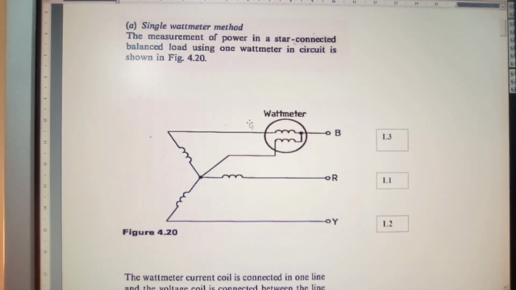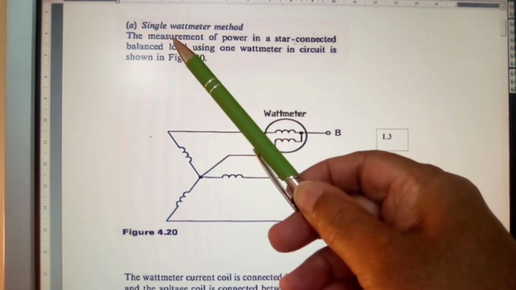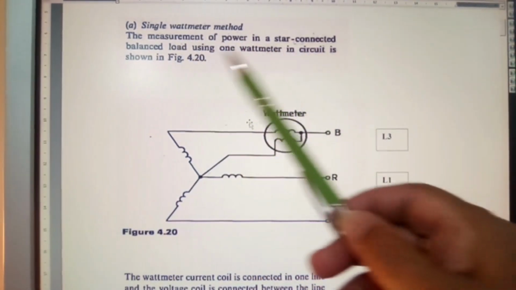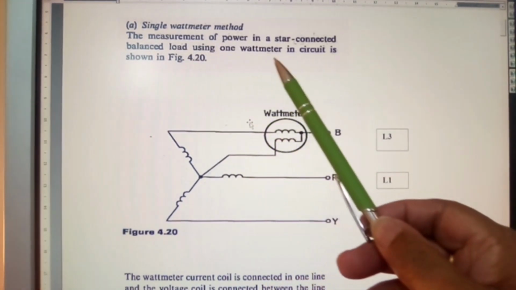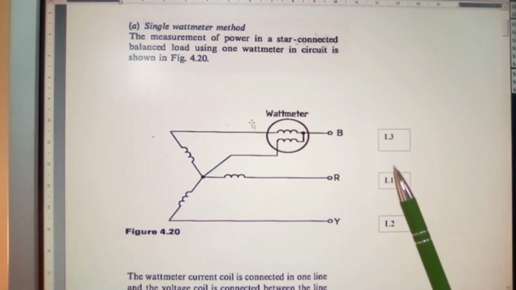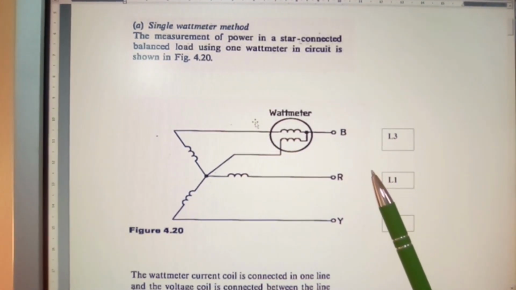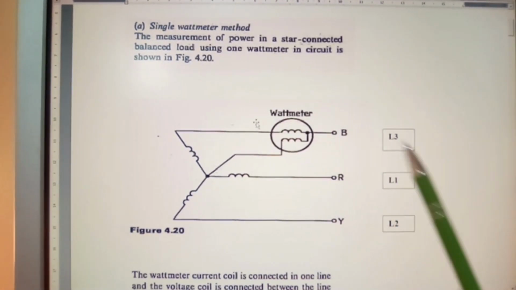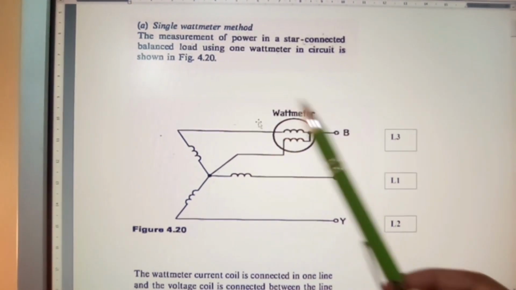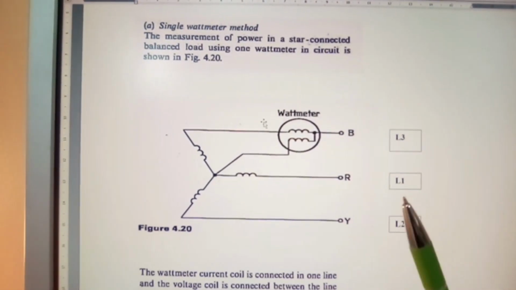And here's our watt meter. Single phase watt meter method. The measurement of power in a star connected balance load using 1 watt meter in circuit is shown in figure 4.20. Single phase. But we have line 1, line 2, and line 3. This is only used as an illustration.